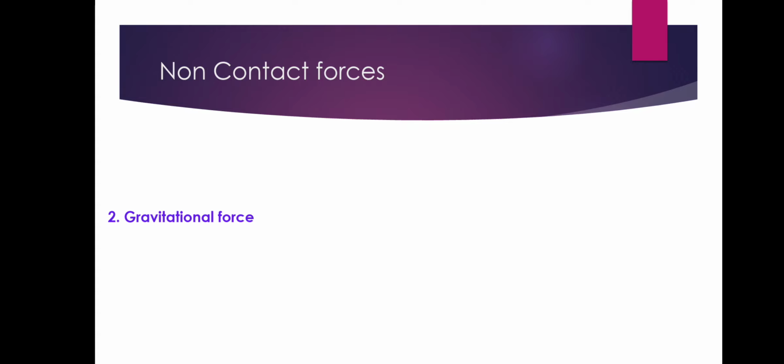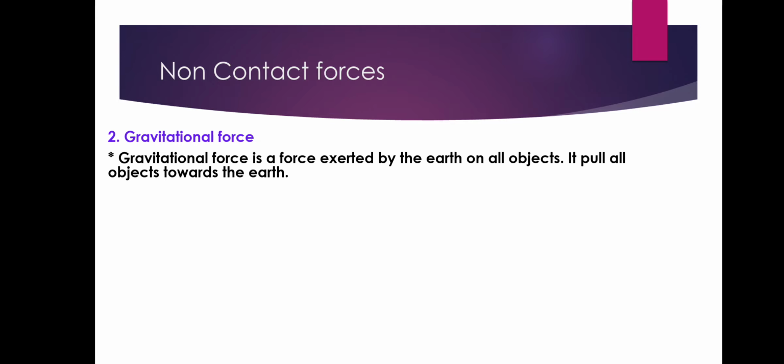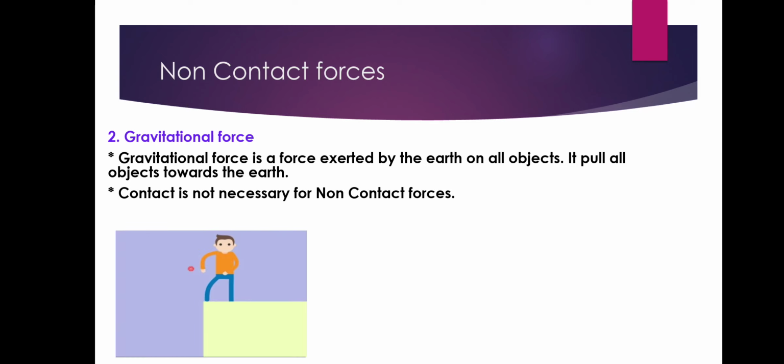Now we will see another example: gravitational force. Gravitational force is the force exerted by the earth. We will understand this in the easiest way. The earth has the capacity to attract all objects in the downward direction. Have you ever seen that when you throw something, it falls only in the vertical direction? Why does this happen? Why do all objects fall only in the vertical direction? Due to the gravitational force. Here contact is not necessary.